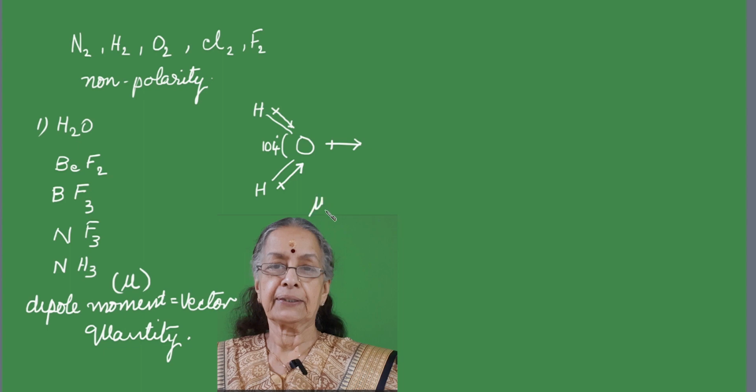The net dipole moment of water molecule has been calculated to be equal to 6.17 into 10 raised to minus 30 coulomb meter, equal to 1.85 D, which is approximately equal to 2 D. I have already given the magnitude of 1 D. So divide this quantity with that quantity. You will get it as 1.85, which I have approximated to 2 D.